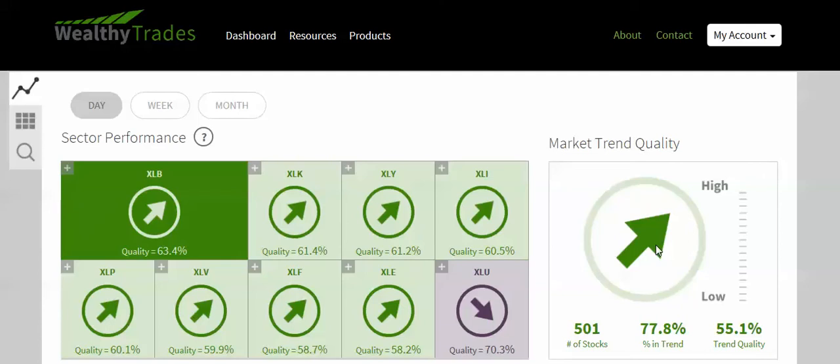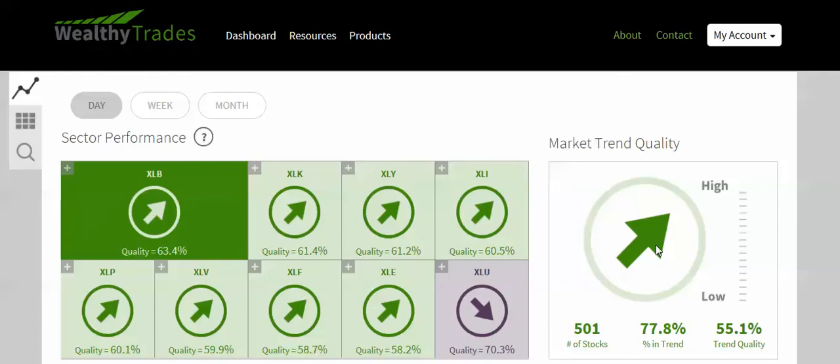But before I go on to step number 2, let me explain the bias a little more and how I, as a professional trader, use the Wealthy Trades tools to increase my odds and give me a better chance of success in the bias that I'm going in, because not all uptrends or downtrends are created equally.